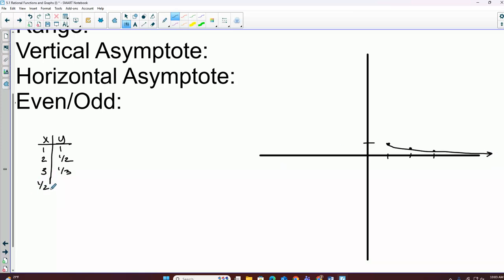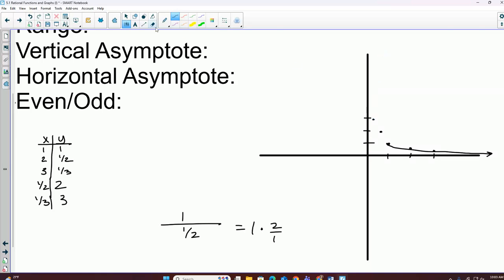What if I put in like 1/2? What's 1 divided by 1/2? Think flip and multiply. So 1 times 2 over 1. So we get 2. So 1/2 gives me 2. So what do you think if I put in 1/3, what would I get out? 3. What's happening this way?